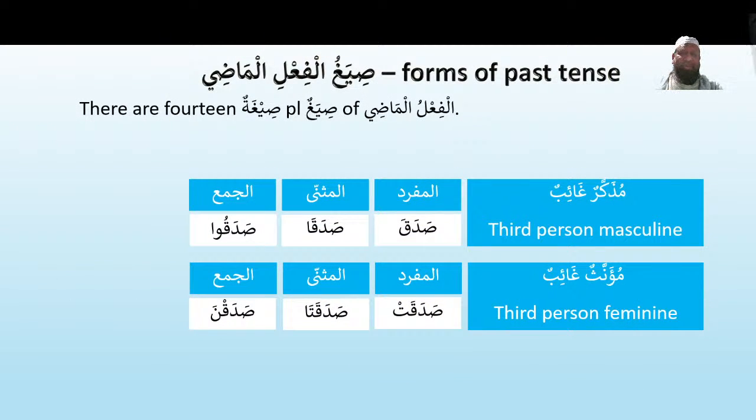Let's go through the صيغ الفعل الماضي. فعل الماضي has 14 صيغ, or 14 forms. Let's go through them quickly. صدق, it is a new verb we've taken from our list of the verbs we are learning. It is from the group of nasara.